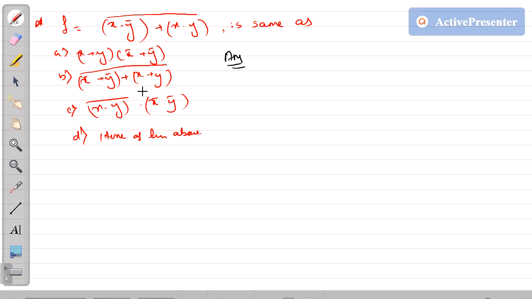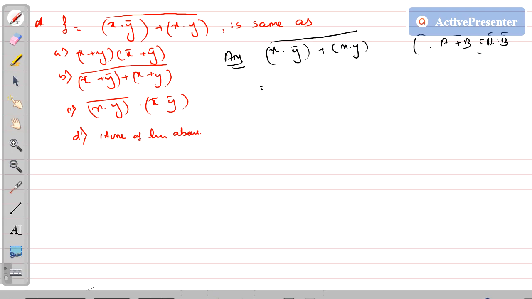Then how to solve this? We have to solve this in the forward manner. We have to write the equation and solve it step by step. What is the equation given? X dot y bar plus x into y bar whole bar. According to De Morgan's theorem, A plus b whole bar equals a bar into b bar. So I'll apply the same here.